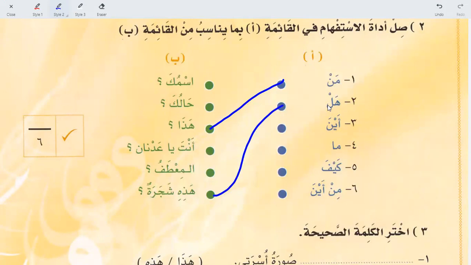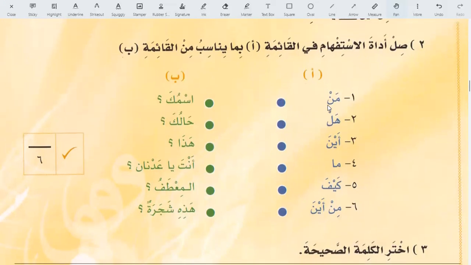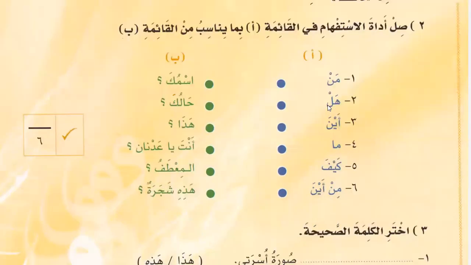أين أنت يا عدنان؟ بهذه الطريقة أنتم ستصلون هذه الأدوات وأنتم سترسلون الصورة عبر الواتساب على رقمي. In this way you all will join them and then send me the picture.